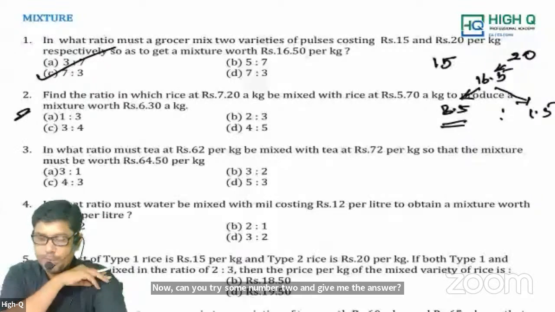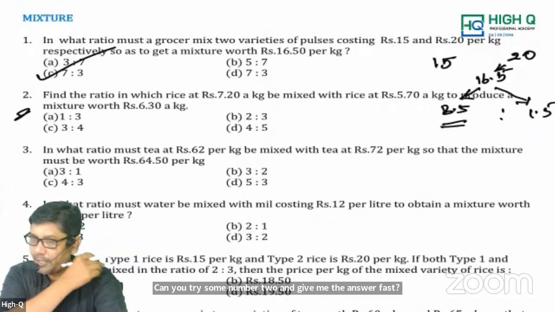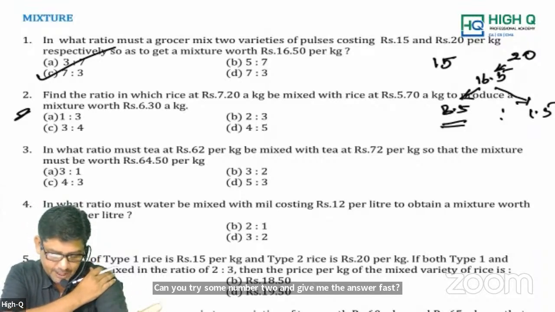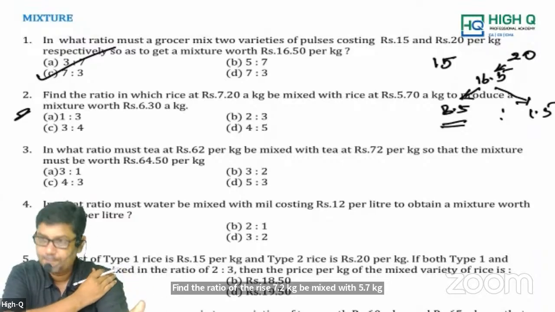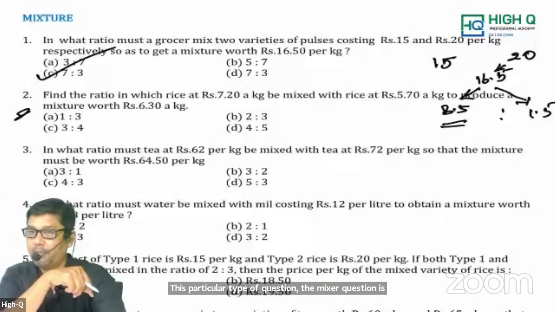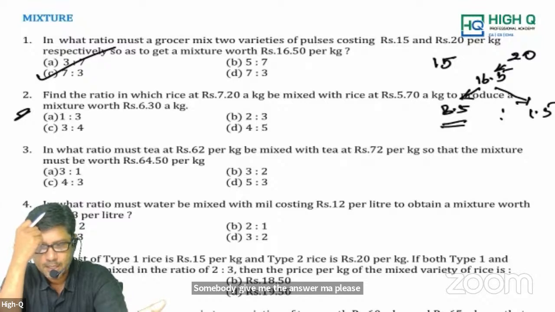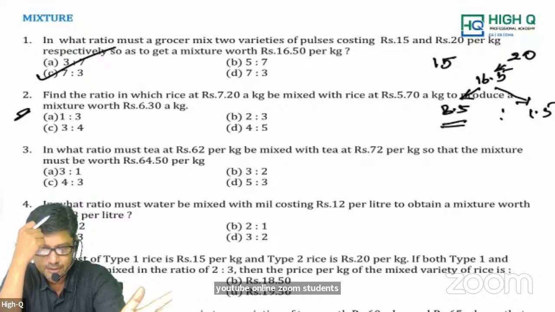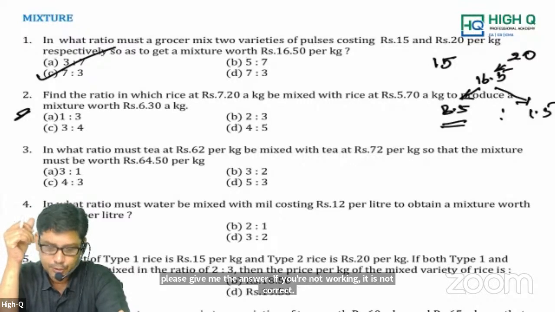Now, can you try sum number 2 and give me the answer fast? Find the ratio in which rice of 7.2 kg is to be mixed with 5.7 kg to make the mixture 6.3 kg. This particular type of question, the mixture question, is available in the example. YouTube, online, Zoom students, somebody please give me the answer.